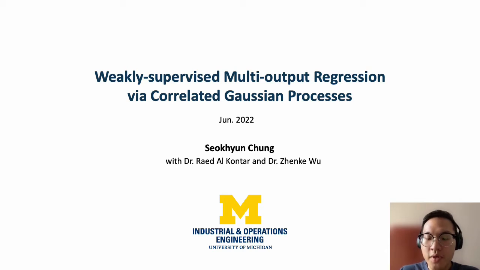In this video, I'm going to present a multi-output regression method dealing with a situation where group information for some observations is missing. This presentation is based on our paper to be published in Inference Journal on Data Science with the same title. This work is done with my advisor, Dr. Raed Kontar, and Dr. Zhenke in biostatistics, also at the University of Michigan.